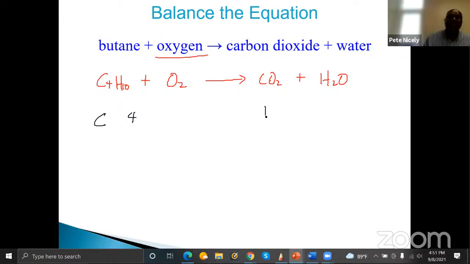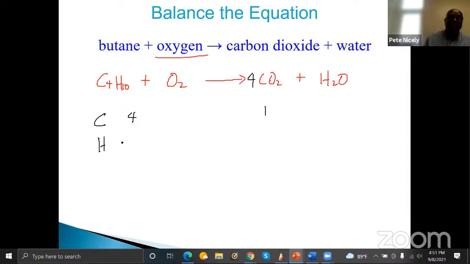Okay, so how would you balance the carbons? You'd have to put 4 next to the carbon dioxide. Okay, so you put a 4 in front of the carbon dioxide. Very good. Okay, let's look at the hydrogens.